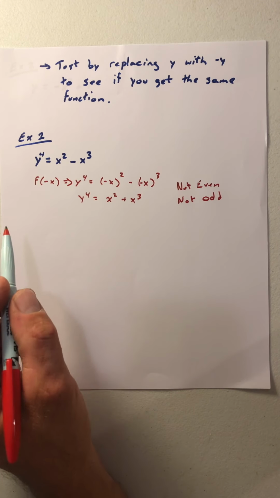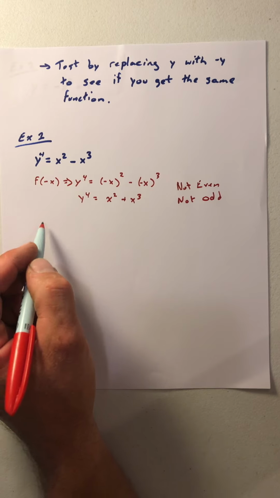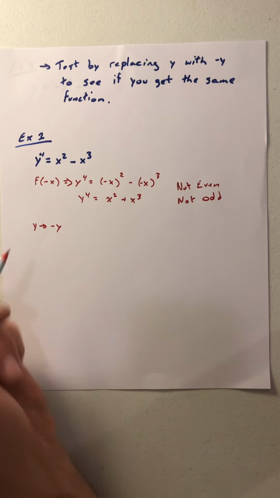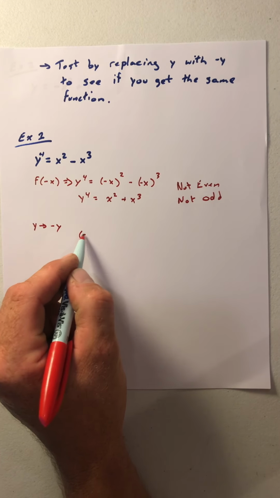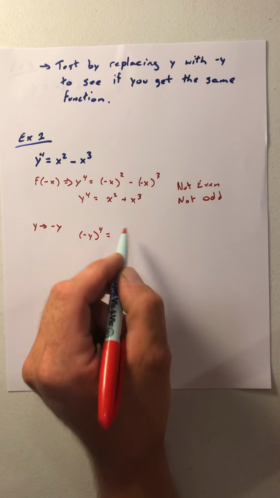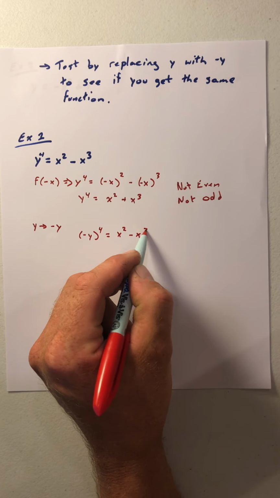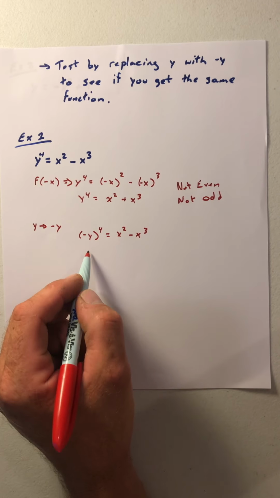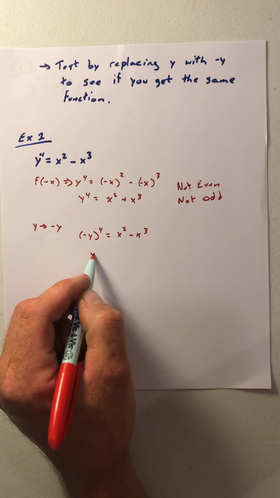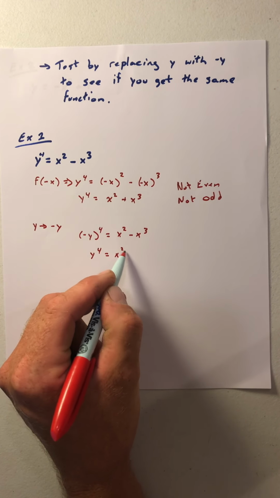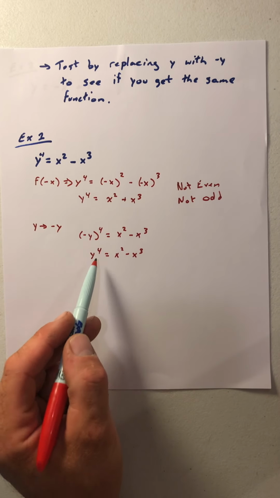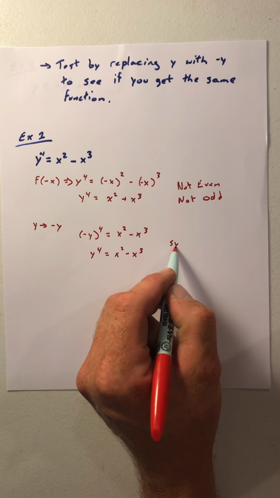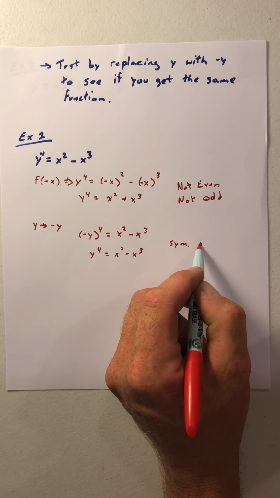Now, if we want to test x-axis symmetry, we replace the y with negative y. So y replaced with negative y gives us (-y) to the fourth equals x squared minus x to the third. Now I can simplify (-y) to the fourth, which is y to the fourth. That equals x squared minus x to the third. Notice here we get the exact same thing out. So this is symmetric about the x-axis.